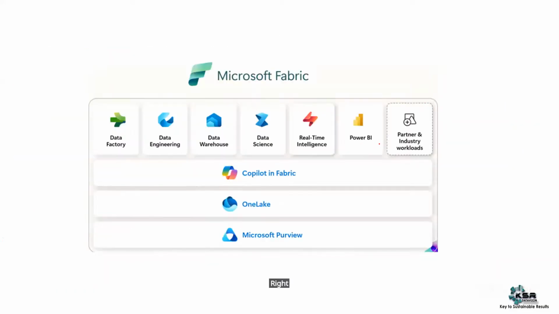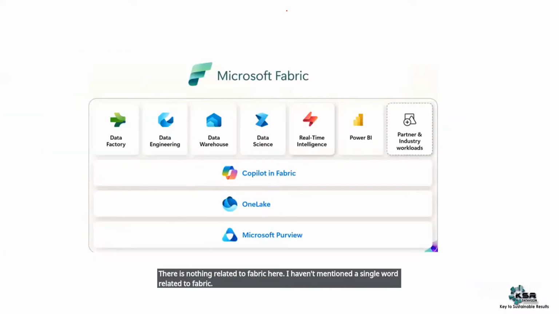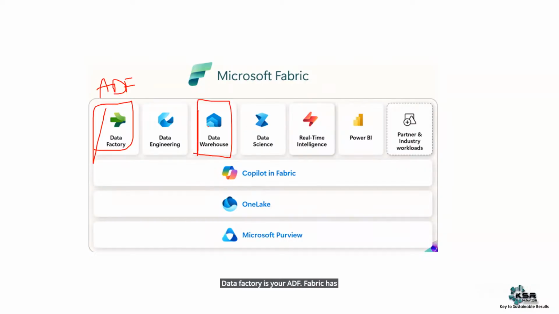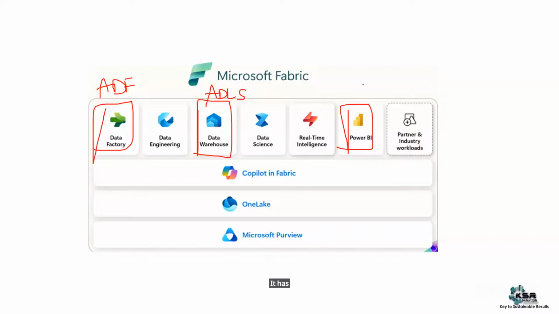Right? Now, what is Fabric, right? We have seen everything now. There is nothing related to Fabric here. I haven't mentioned a single word related to Fabric. But if I go to Fabric, I mean, this is Fabric. Data Factory is your ADF. Fabric has a component called as data warehouse, which is your ADLS. It has a component called as Power BI, which is your Power BI service.